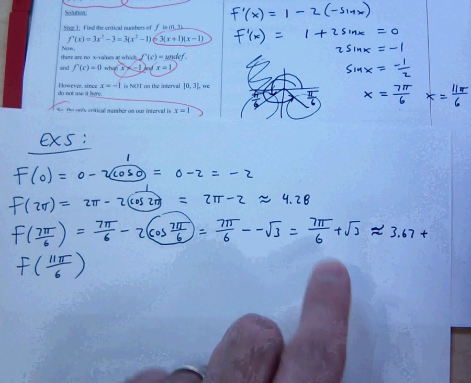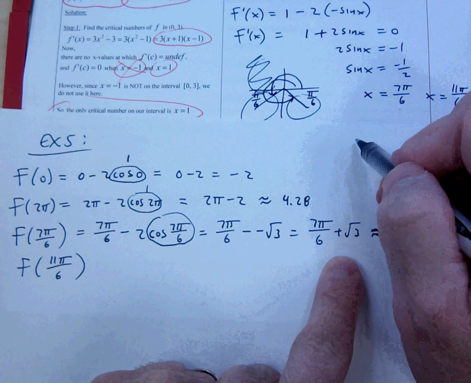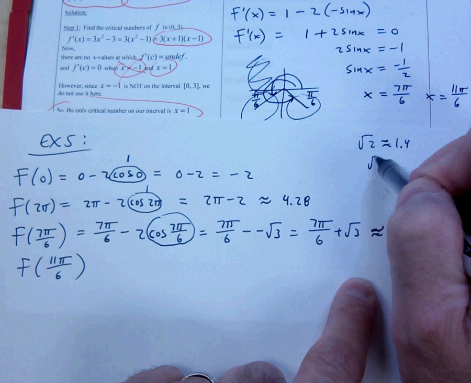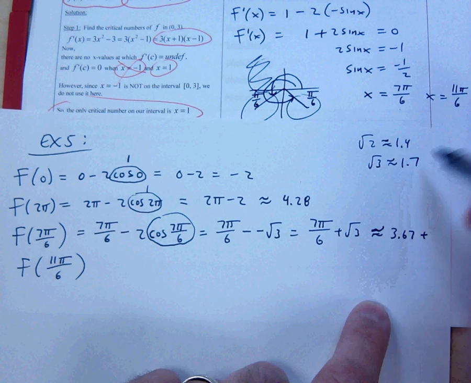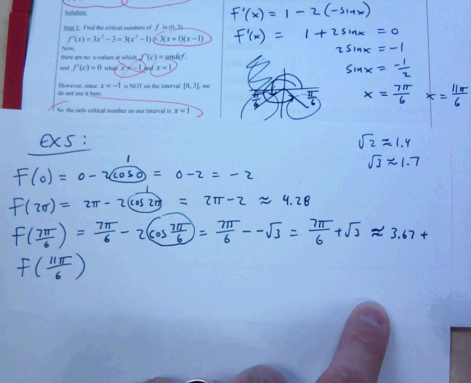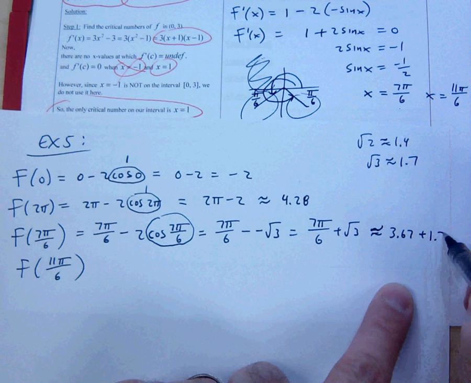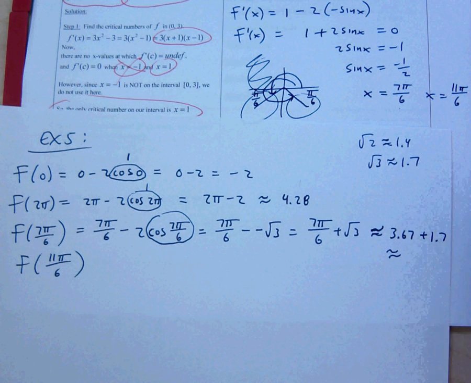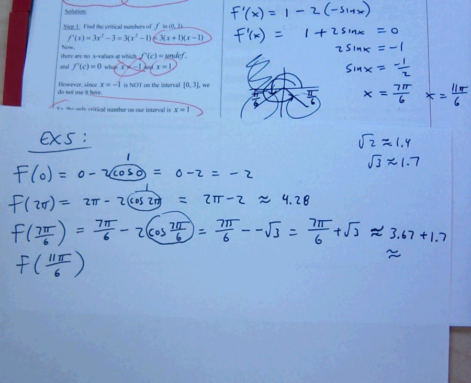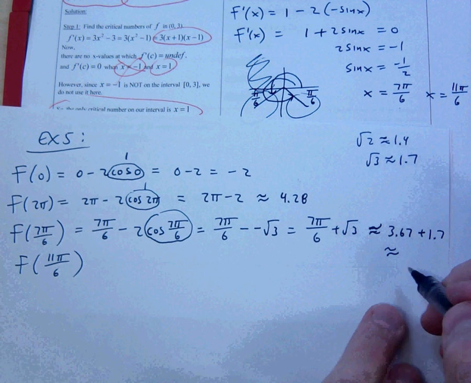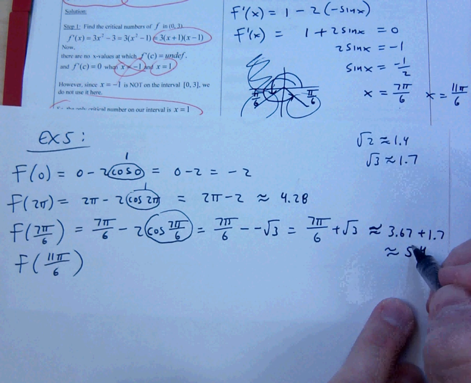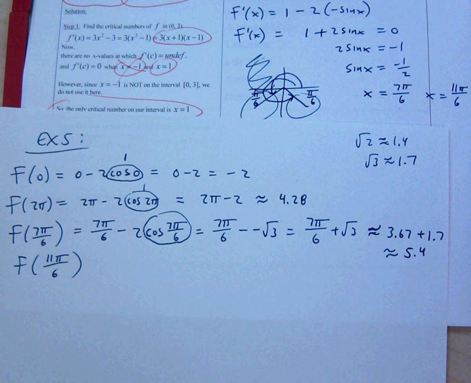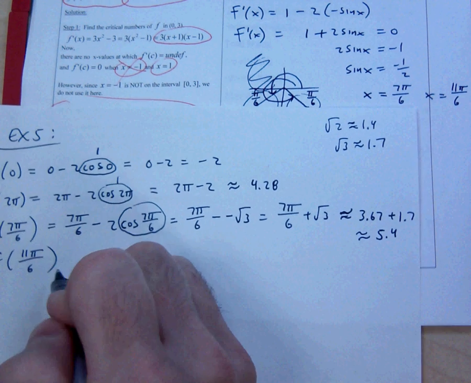Plus, what's the square root of 3? You guys should all know that the square root of 2 is about 1.4, and that the square root of 3 is about 1.7. You should all know that. So when I add those together, I get about what? About 5.4 roughly. Yes? Agreed? With me? Okay.